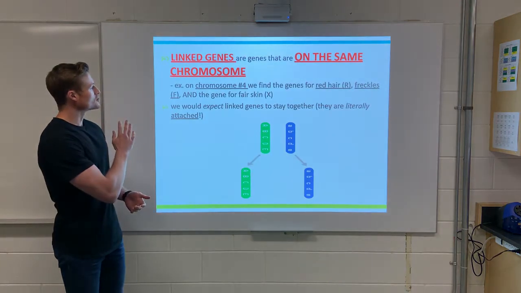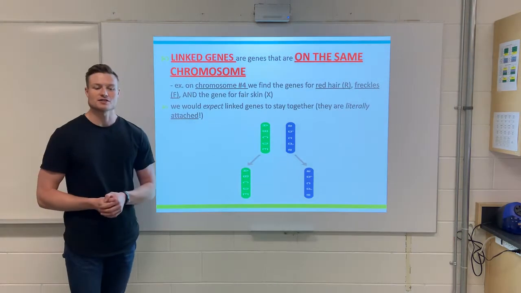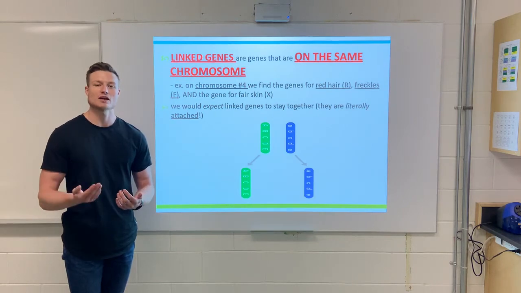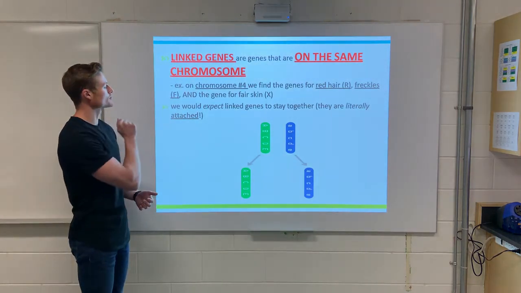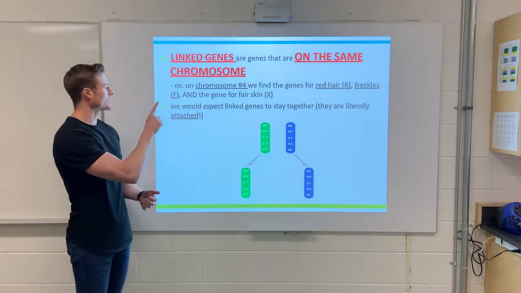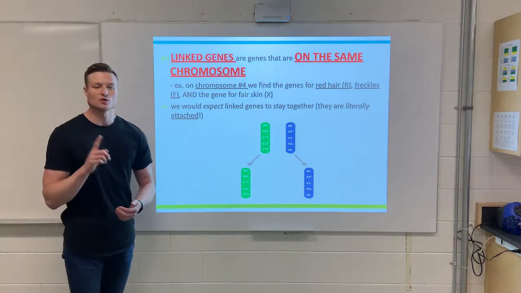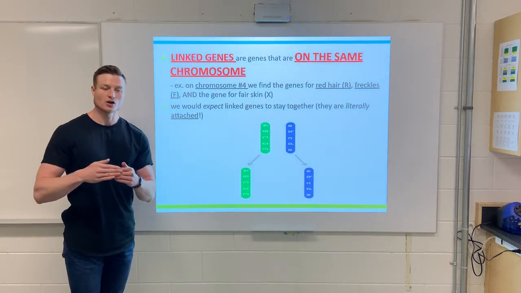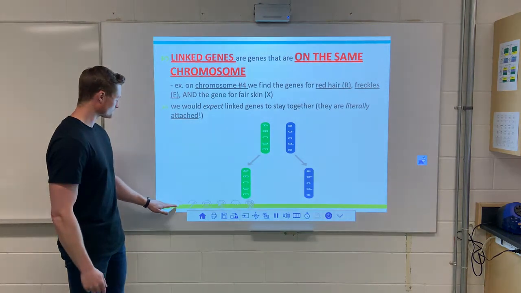However, linked genes would be genes that are found on the same chromosome. So genes that are found on the same chromosome are often inherited together. For example, on chromosome 4, we find the genes for red hair, freckles, and fair skin, which sometimes will be linked as a package because these traits will all be found on that same chromosome.